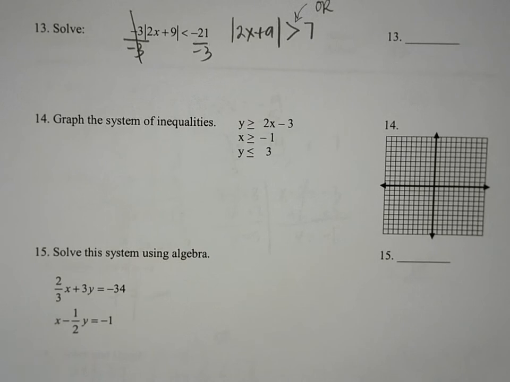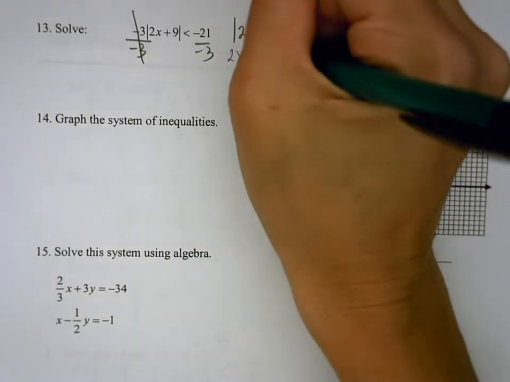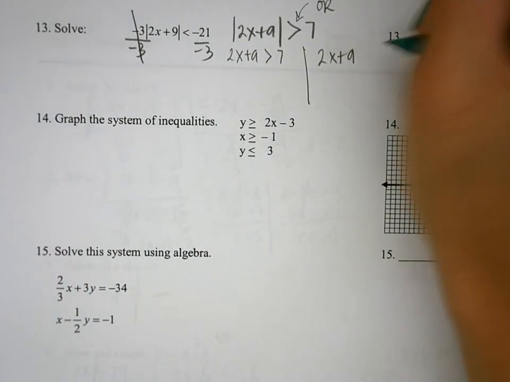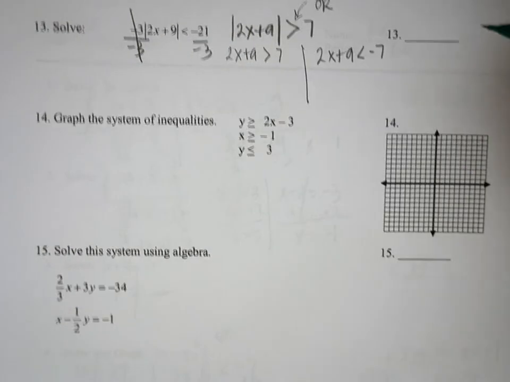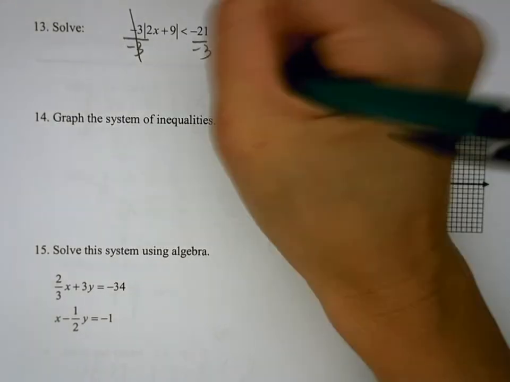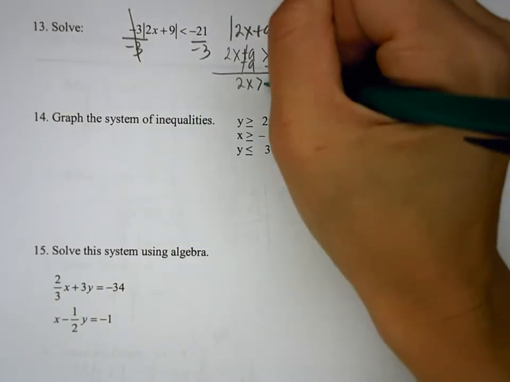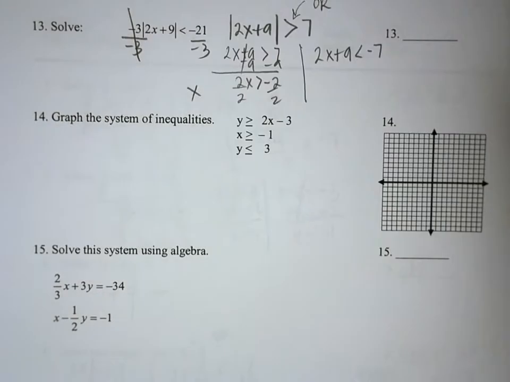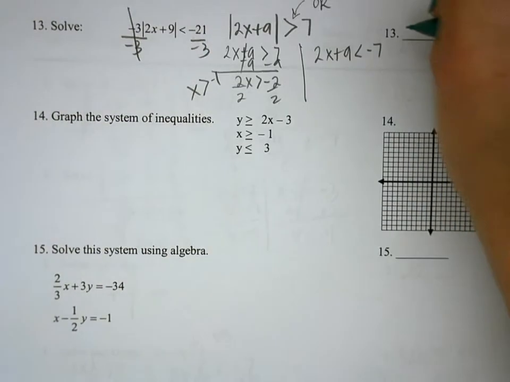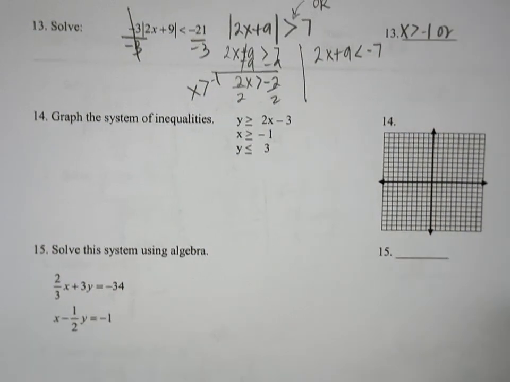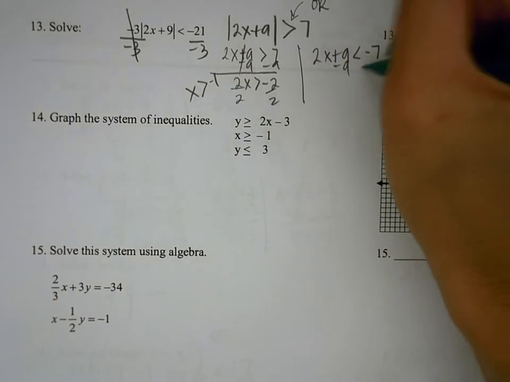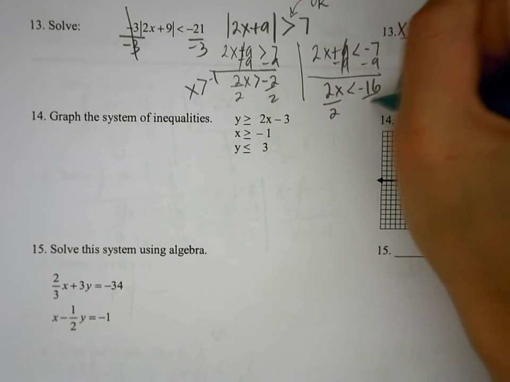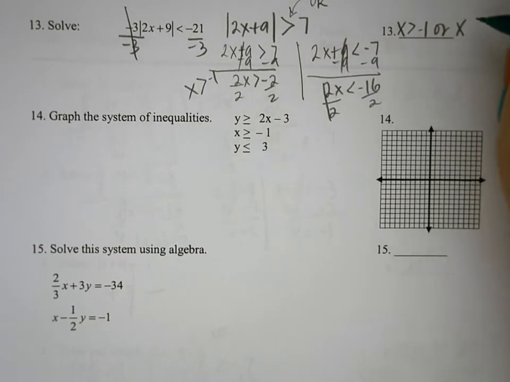So we're going to set this up. We have 2x plus 9 is greater than 7. And 2x plus 9 is what? Less than negative 7 is correct. We subtract 9 to both sides. 2x is greater than negative 2. Divide by 2 and we get x is greater than negative 1. Or we subtract 9 over here to both sides. 2x is less than negative 16. Divide by 2 by both sides and we get x is less than negative 8.